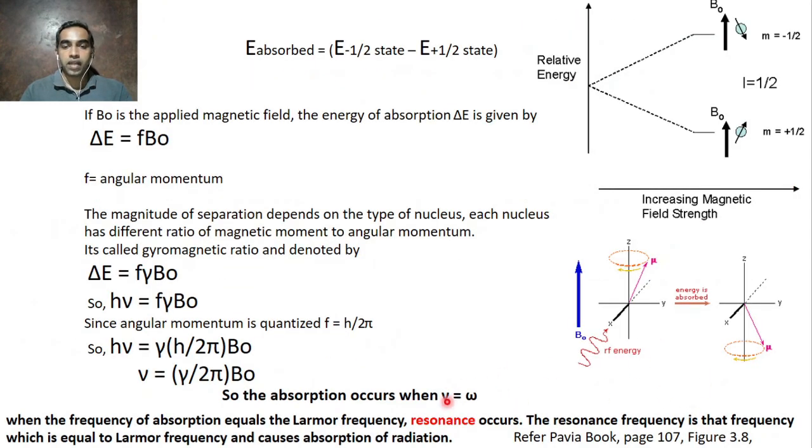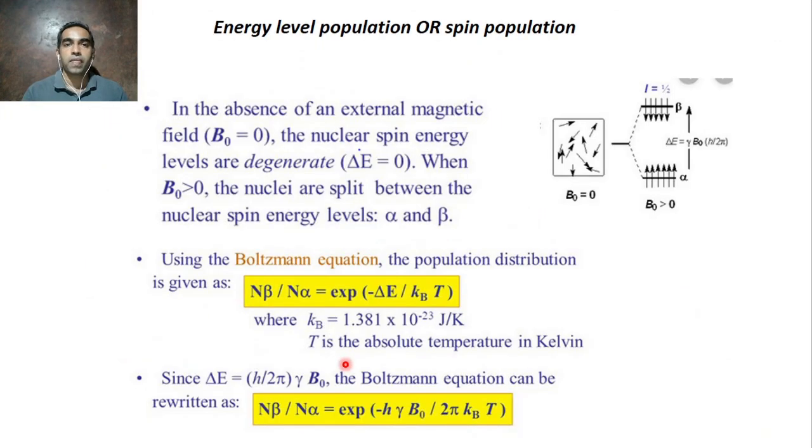And nu is the frequency of the external radiation, electromagnetic radiation. Here it is radio wave. When the frequency of external electromagnetic radiation is equal to the frequency of the precession, that is Larmor frequency, then resonance occurs. Because of this resonance, it is called nuclear magnetic resonance. When the frequency of absorption equals the Larmor frequency, resonance occurs. Please refer to the Pavia book for better understanding.